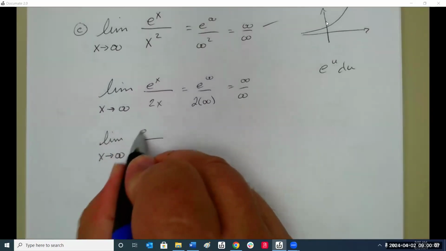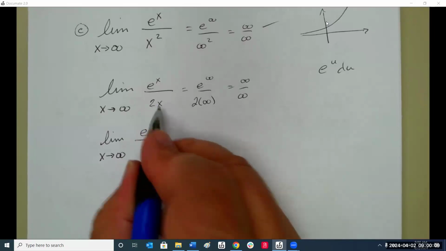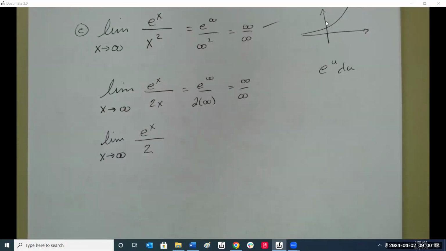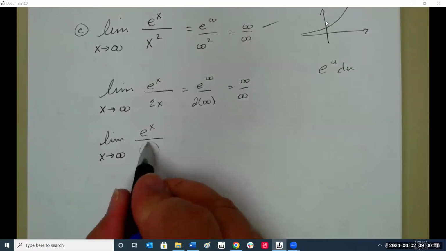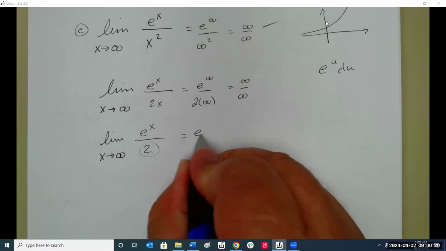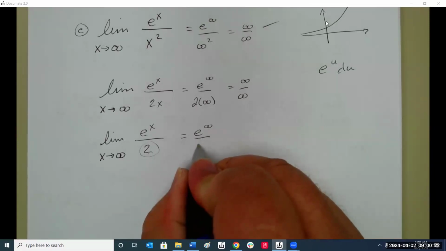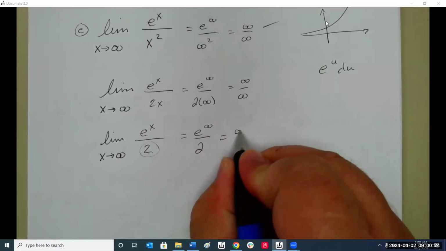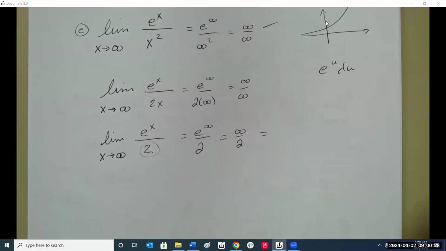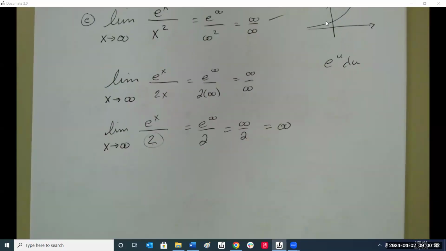The derivative of e to the x is e to the x. The derivative of 2x is 2. Now this is as far as we can go because that's a non-zero derivative. E to the infinity over 2 equals what? Half of infinity is still infinity.